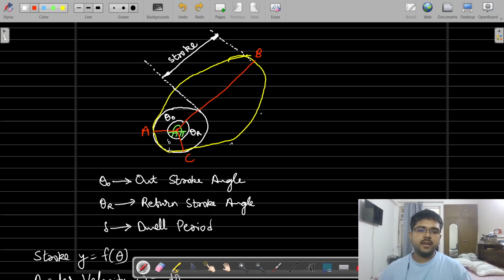So what are these three angles? Theta naught is the outstroke angle, theta r is the return stroke angle, and delta is the dwell period. Now, we have this white circle here. This is a circle drawn for the lowest curvature of the cam.